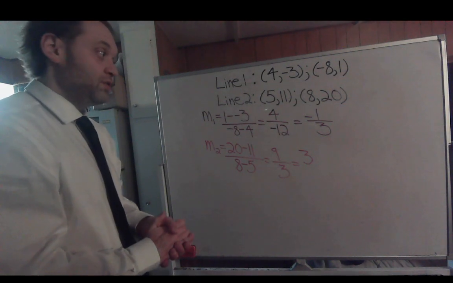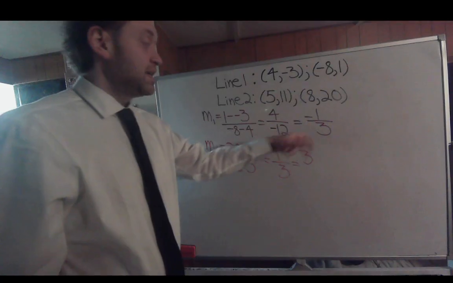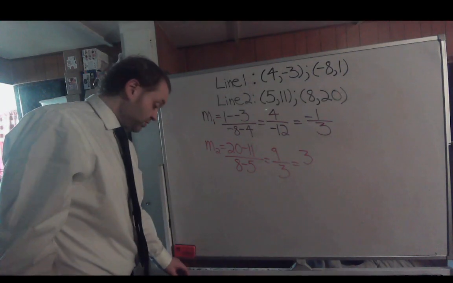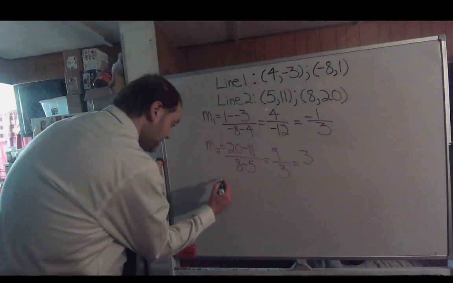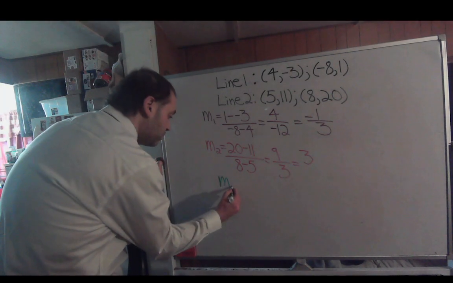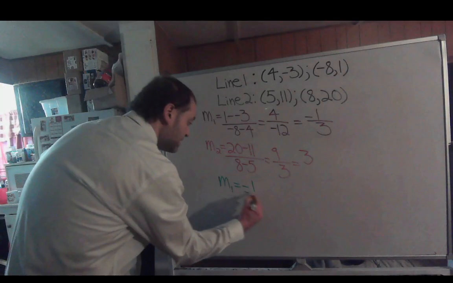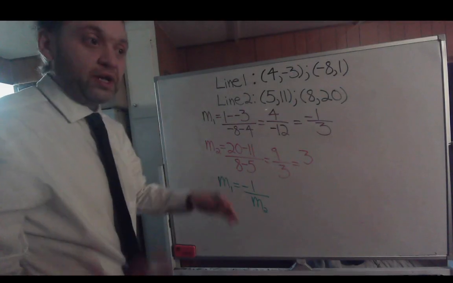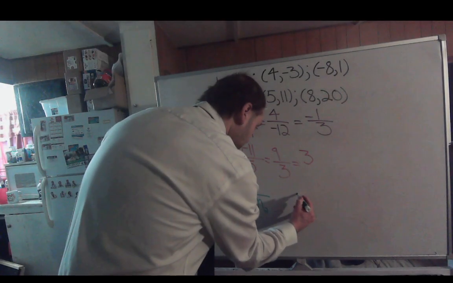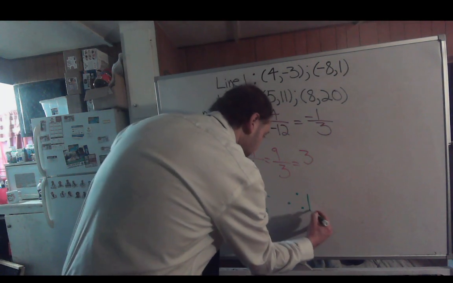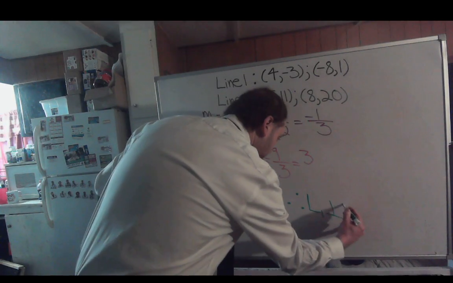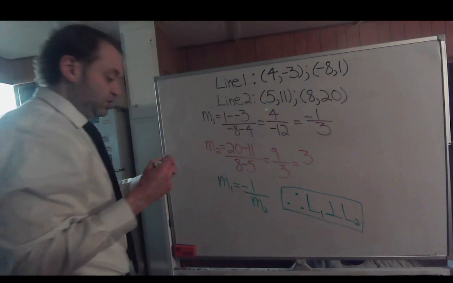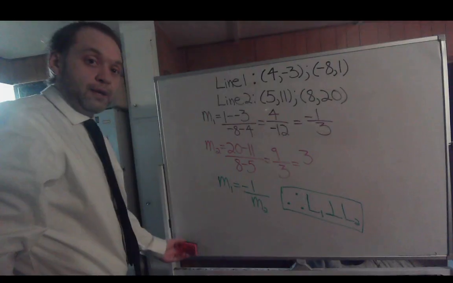Well, what do we know? Isn't it obvious that -1/3 and positive 3 are negative reciprocals of each other? So we can say that the slope of line 1 is equal to the negative reciprocal of the slope of line 2. And if you multiplied -1/3 and 3, you would get -1. Therefore, line 1 is perpendicular to line 2 since their slopes are negative reciprocals of each other.